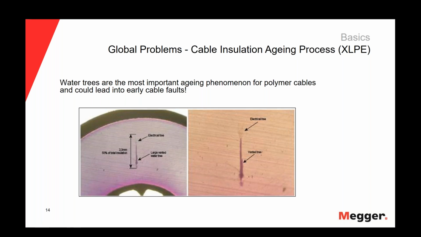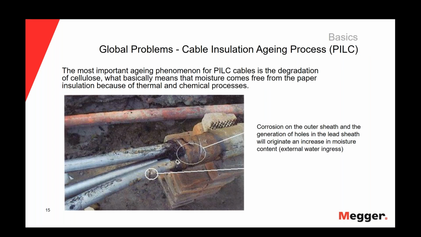In the case of paper insulated cables, of course, the most important aging phenomenon is the degradation of the cellulose. What that basically means is that moisture is released from the paper insulation because of thermal and chemical processes. And of course, the corrosion of the outer sheath and the generation of holes in the lead sheath will originate an increase of moisture content. What happens is that external water will ingress into the cable if we have corrosion on the outer sheath or holes.